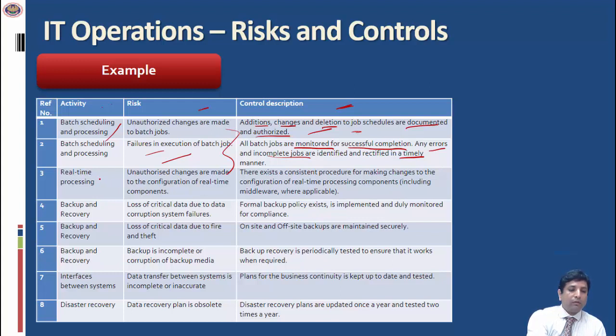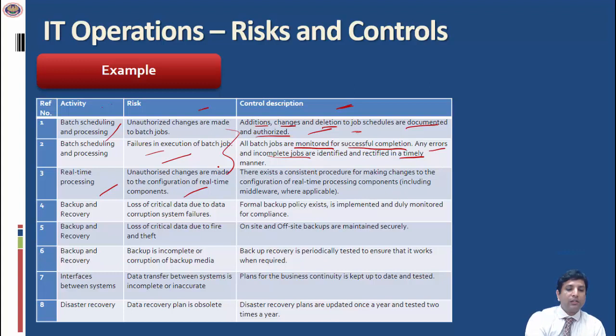In real-time processing, for example, one risk could be unauthorized changes are made to the configuration of real-time processing components. Now, what are real-time processing components? These could include your middlewares, or it could involve your network equipment also, and any other equipment which is used in the processing of this transaction. It could be a hard disk or a server. So similarly, there could be any software or hardware change which may happen, and that could impact the operation or the processing of transaction in real time.